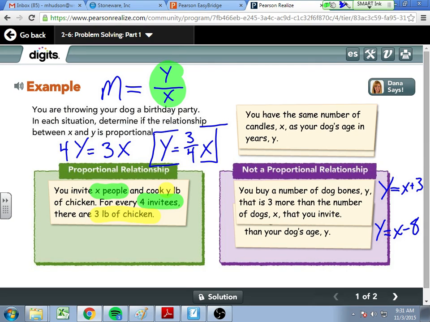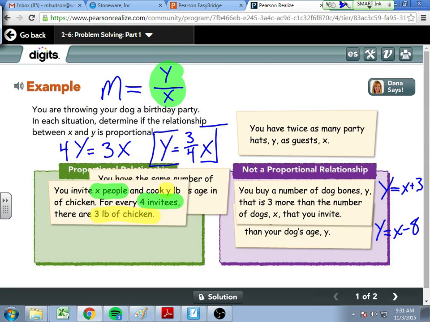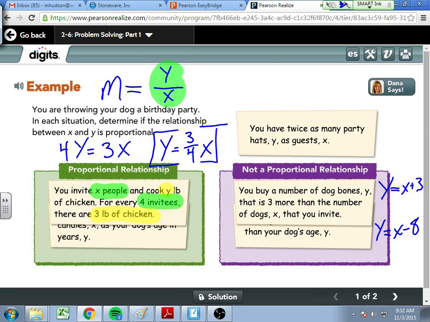You have the same number of candles X as your dog's age Y. Eminal? That would be proportional. It is proportional. Whenever they vary together, when two things vary at the same rate, like for every year old you are, there's a candle on the cake, that is a direct variation. So proportional relationships show a direct variation.